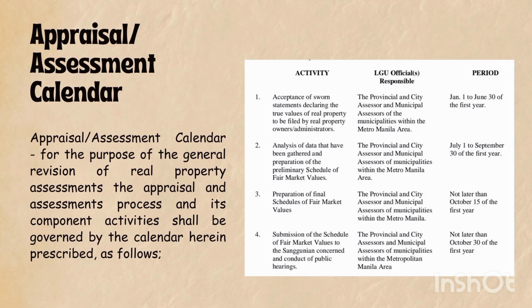Next activity is the preparation of the final schedules of fair market values. So the responsible here are the provincial and the city assessor and the municipal assessor of municipalities within the Metro Manila area. So the period here is not later than October 15 of the first year. Next activity is the submission of the schedule of fair market values to the Sanggunian concerned and conduct of public hearings. So the responsible here are the provincial and the city assessors and the municipal assessors of municipalities within the Metropolitan Manila area. So the period is not later than October 30 of the first year.